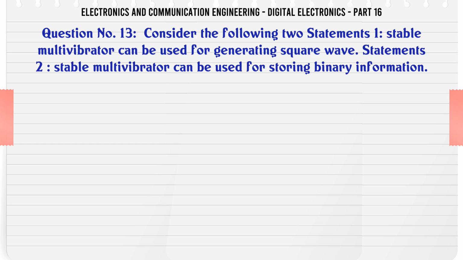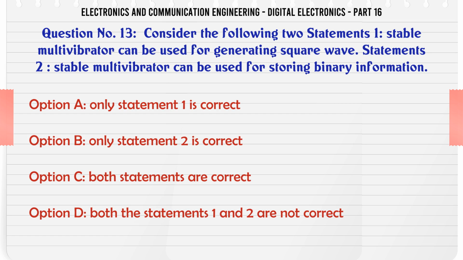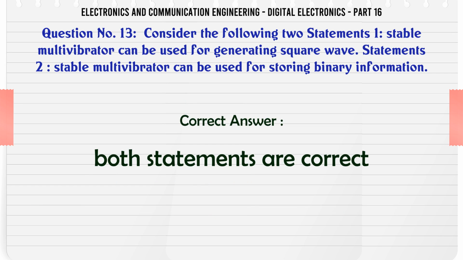Consider the following two statements. Statement 1: A monostable multivibrator can be used for generating a square wave. Statement 2: A bistable multivibrator can be used for storing binary information. A. Only statement 1 is correct. B. Only statement 2 is correct. C. Both statements are correct. D. Both statements 1 and 2 are not correct. The correct answer is both statements are correct.